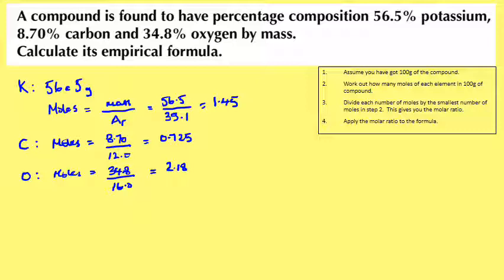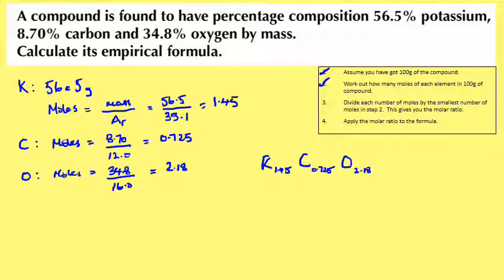Okay, so what you could do is you could write your empirical formula now if you wanted. Well, a sort of version of an empirical formula. You could put potassium 1.45, carbon 0.725, and oxygen 2.18. You could do that, but of course these are not tidy whole integers, and so we won't leave it like that. Instead, what we will do, so if we've done this step and we've done this step, we're going to do step 3 to simplify this.